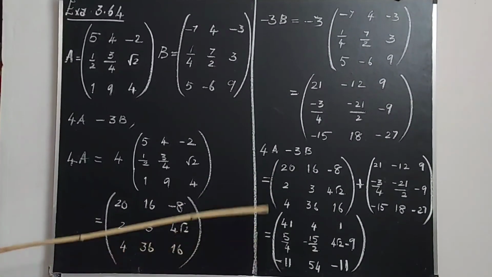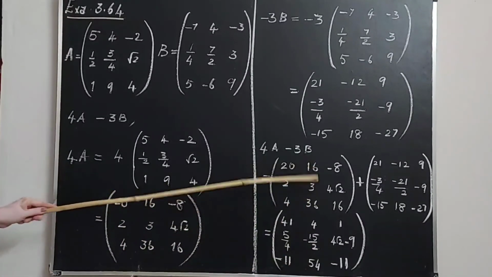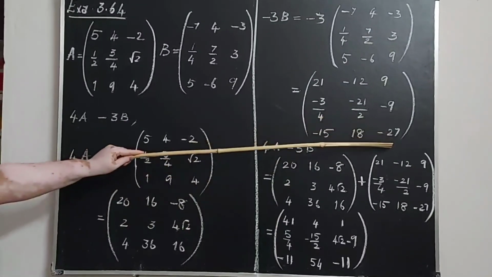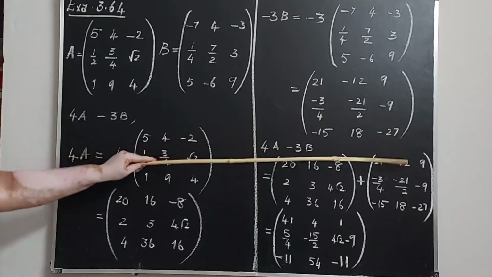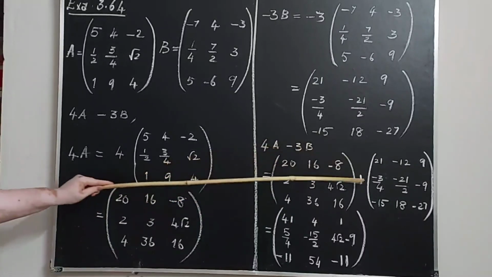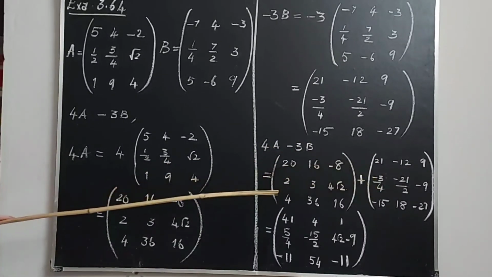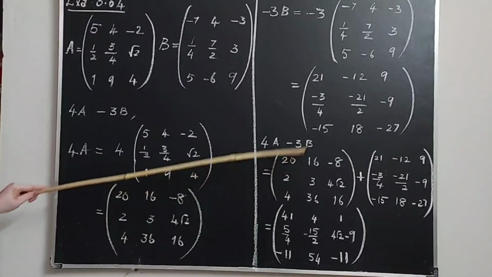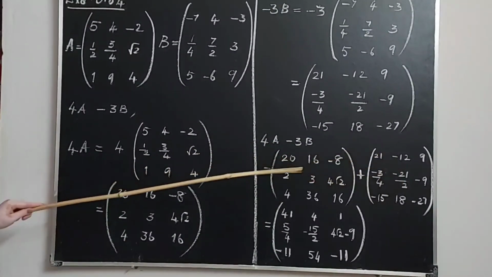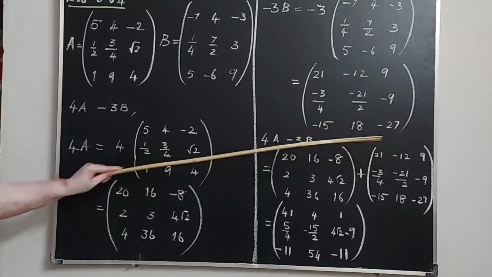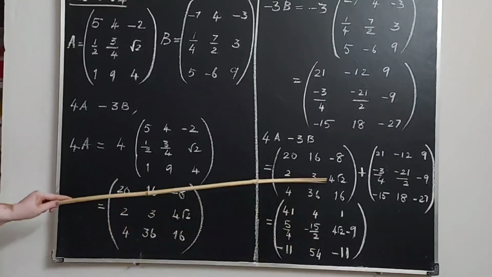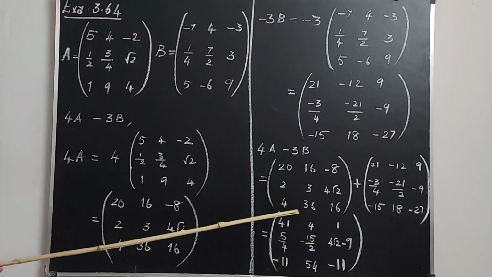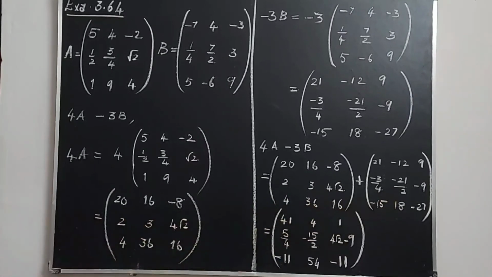Be very clear in adding the fractions and the irrational numbers like 4 root 2. 20 plus 21, 41. 16 minus 12, 4. Minus 8 plus 9 is 1. Then 2 of minus 3 by 4 is, take 4 as LCM, 2 4s are 8; 8 minus 3 is 5, 5 by 4. 3 minus 21 by 2: 2 3s are 6; 6 minus 21 is minus 15 by 2. And 4 root 2 minus 9, we are not able to substitute the value of root 2 here, so just write it as 4 root 2 minus 9 as it is.